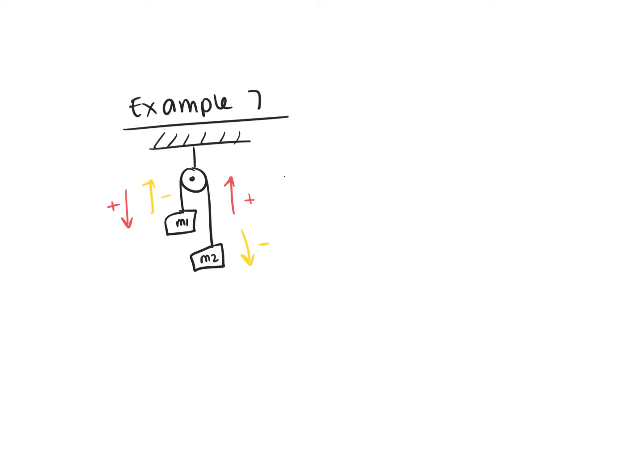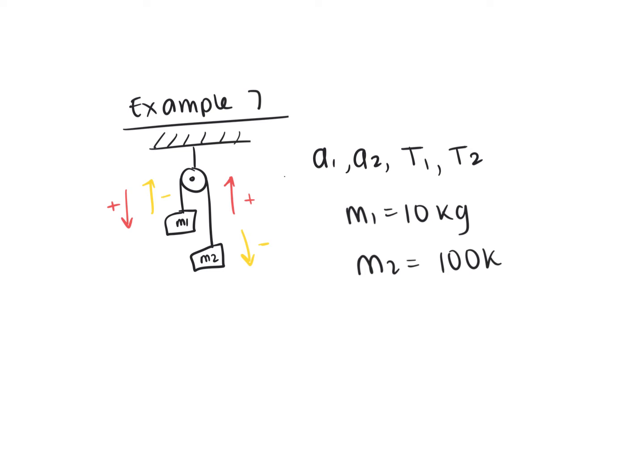This is the diagram given for example 7, and we are asked to find A1, A2, T1, and T2. Now, we know that the acceleration is going to be the same for both masses because they're on the same rope. So whichever acceleration one is going at, the other one will be doing the same thing. I will also note that M1 equals 10 kilograms and M2 equals 100 kilograms.